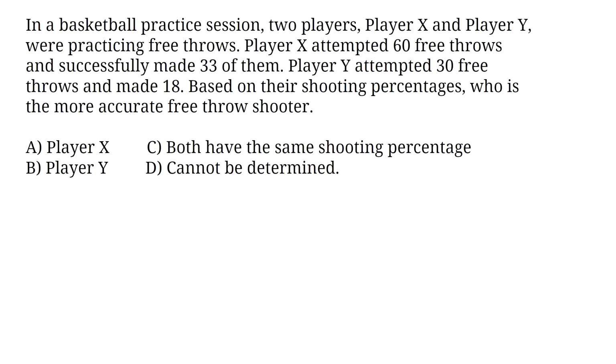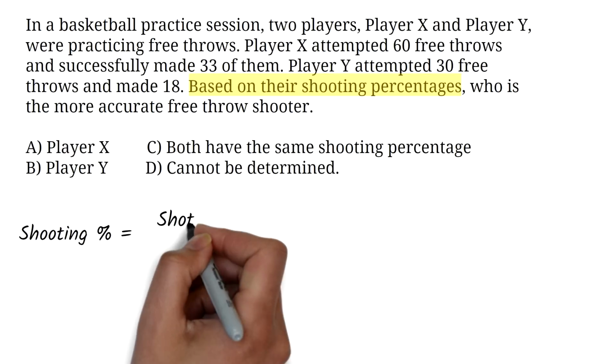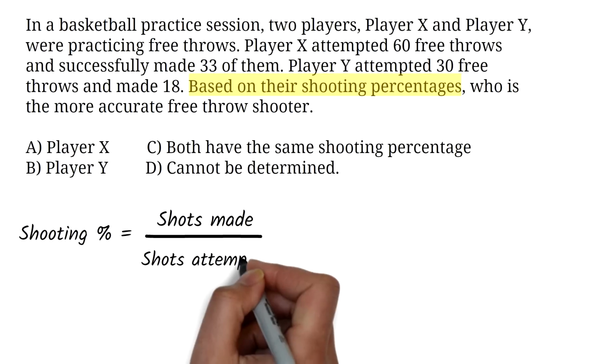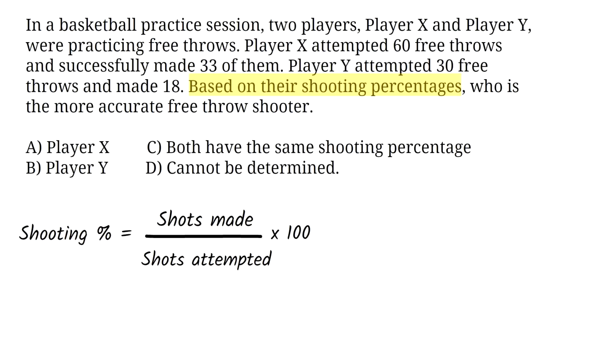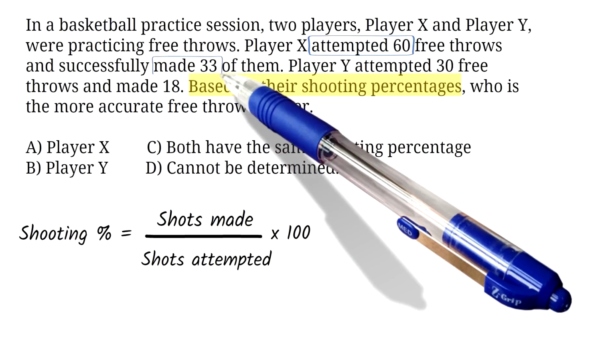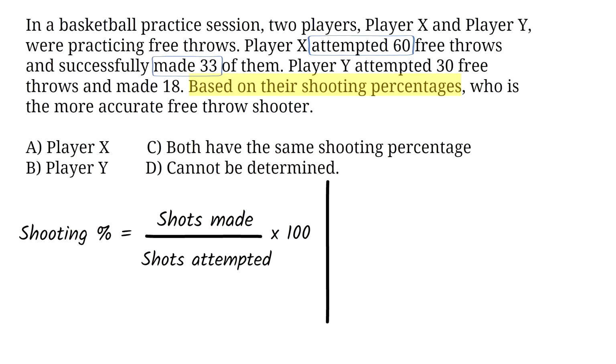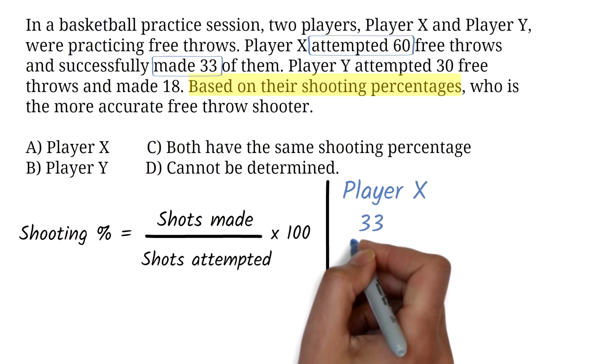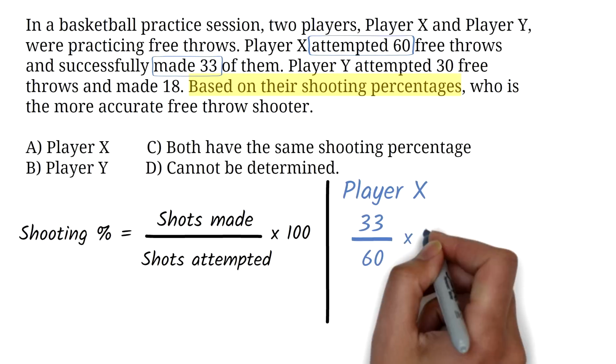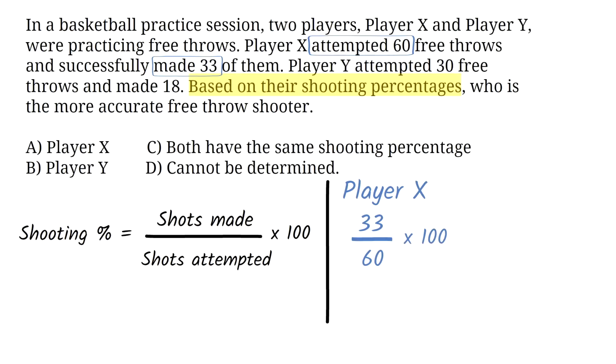Comparison questions are common on the GED Math. Here, you've been told to compare based on their shooting percentage. To find the shooting percentage, we have to divide the number of successful shots by the total number of attempts and multiply it by 100. From the question, player X has attempted a total of 60 free throws. Out of these, player X has successfully made 33 shots. To calculate player X's shooting percentage, divide the number of successful shots, 33, by the total number of attempts, 60. Then multiply by 100. We do this on the calculator to get 55%. So player X's shooting percentage is 55%.